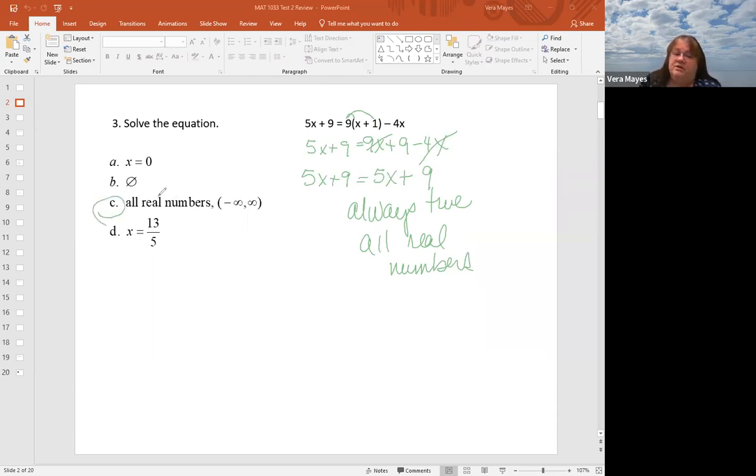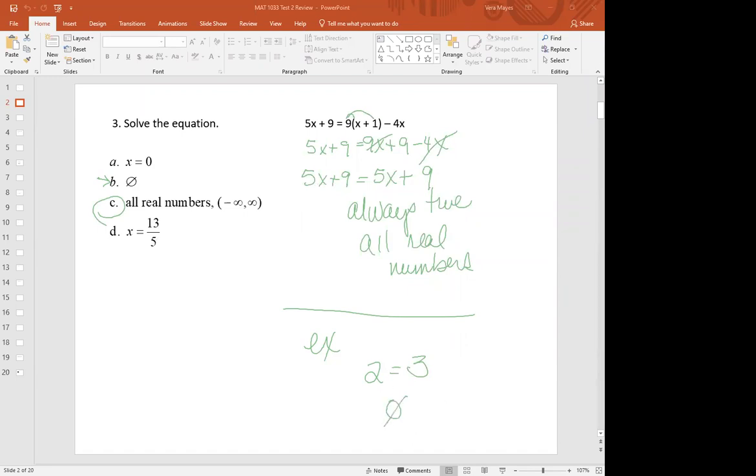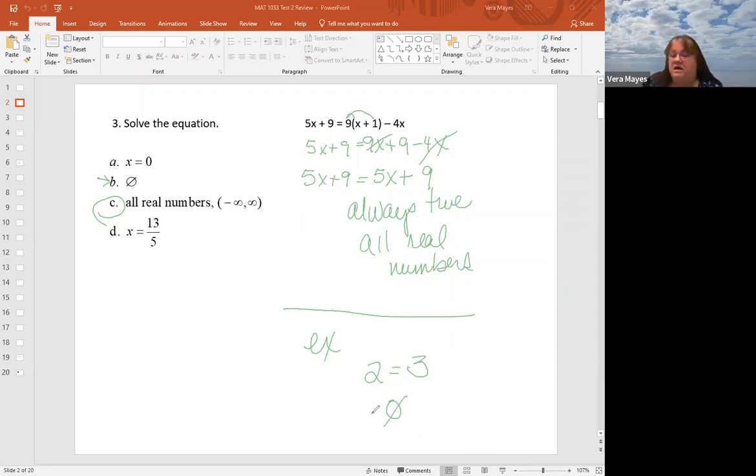Now, this is a good time to talk about the others, especially the second option here. Let's say I went ahead and solved this and got my X's on one side, my numbers on the other. If I had gotten to the point where I got 2 equals 3, is this true? Never, right? So this is when you see an answer like B, where it's an empty set. There is no time in the world where that is ever true.